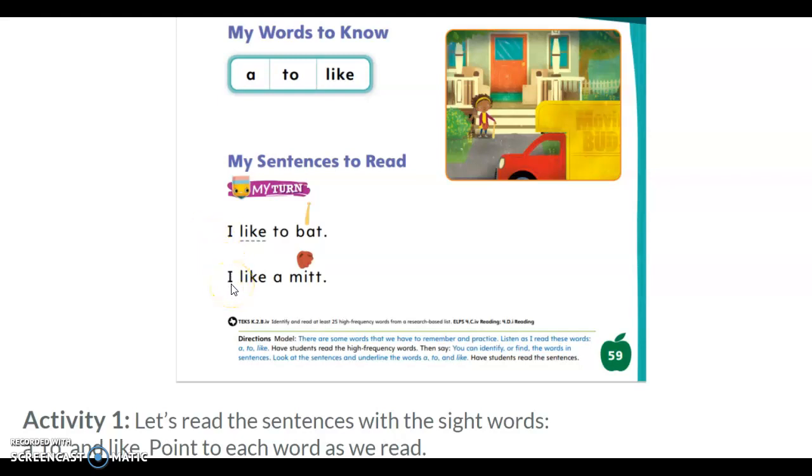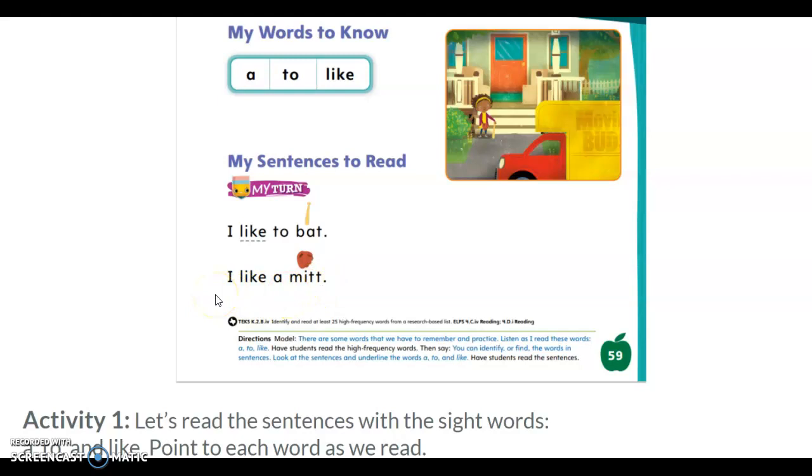Let's look at the second sentence. I like a mitt. Mitt. You may not be familiar with this word. There's a picture right here. When you play baseball, the thing that goes on the guy's hand that catches the ball is called a mitt. M-I-T-T, mitt.